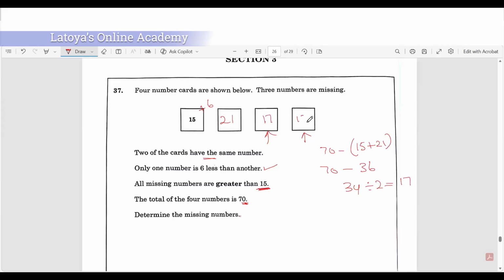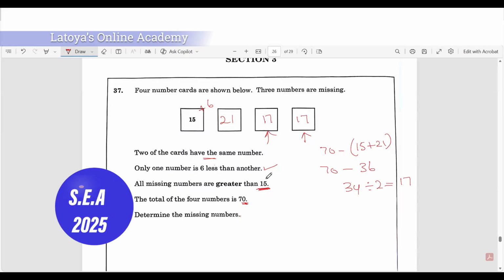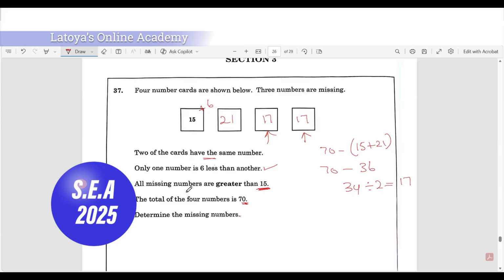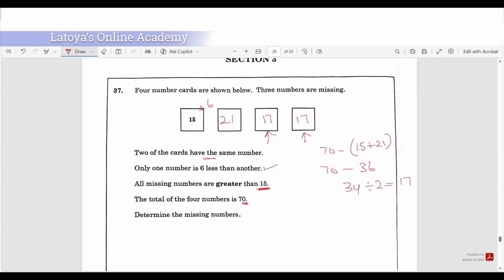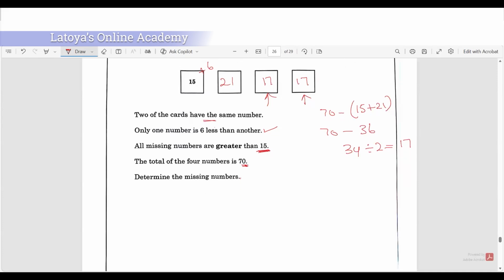So the last 2 cards have the same number, and we met all of what they said. 2 cards have the same number. Only one number is 6 less than another. All missing numbers are greater than 15. The total of the 4 numbers is 70. And we found the missing numbers. And this is for 4 marks.